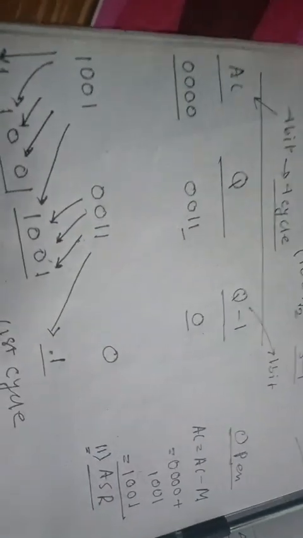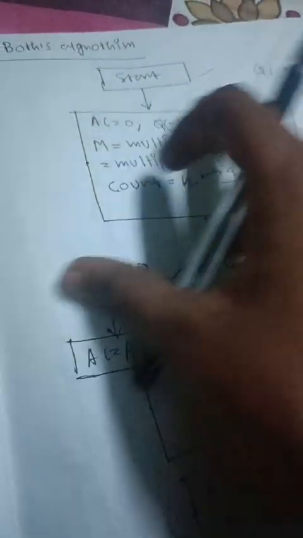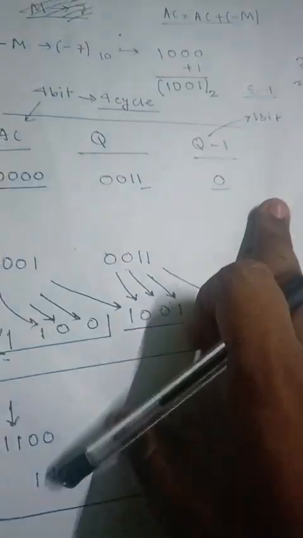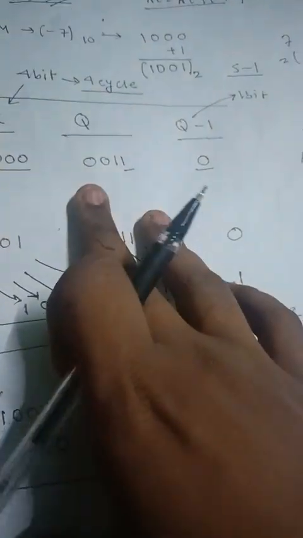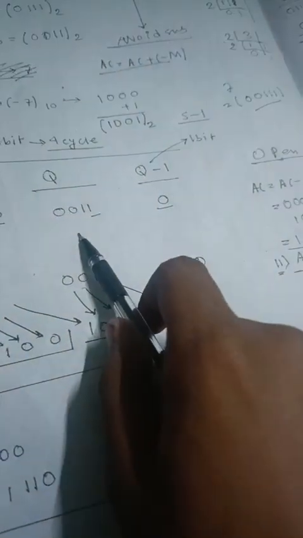Okay, so let's see how a cycle is done. As we have seen in the flowchart, here is the flowchart. In the initial section, the first step says that AC is 0 and Q minus 1 is 0. So first we write AC is 0, which is 0000 in 4-bit format, Q minus 1 is 0 in 1-bit format. Then Q is given, that is 0001, so we write Q as 0001.